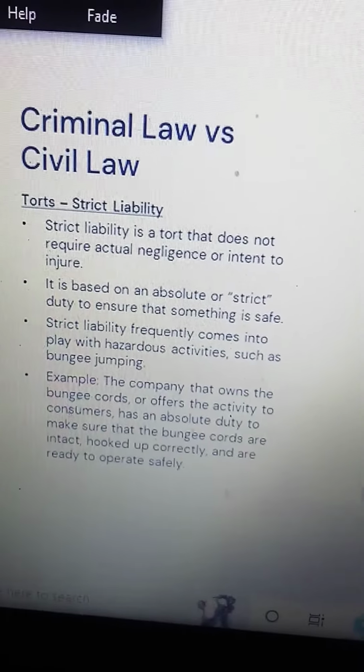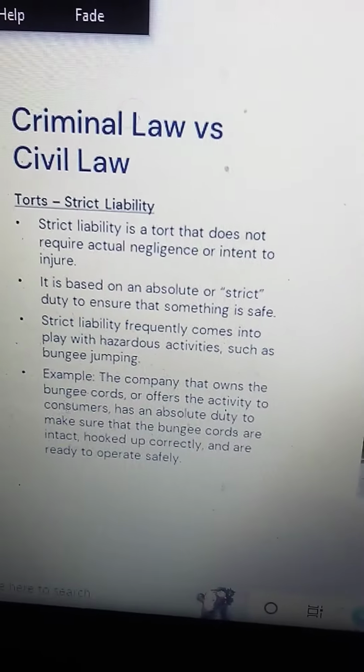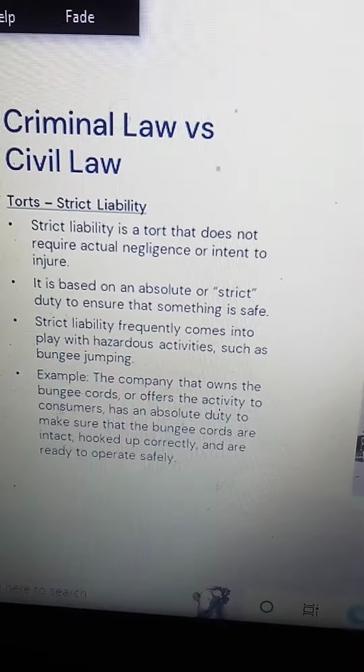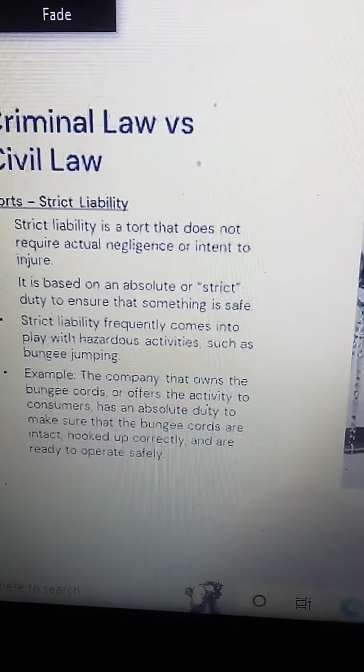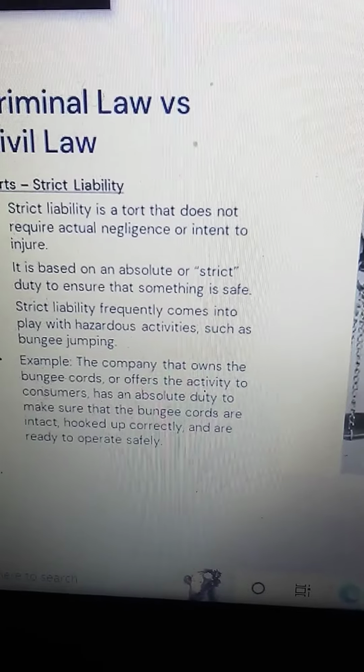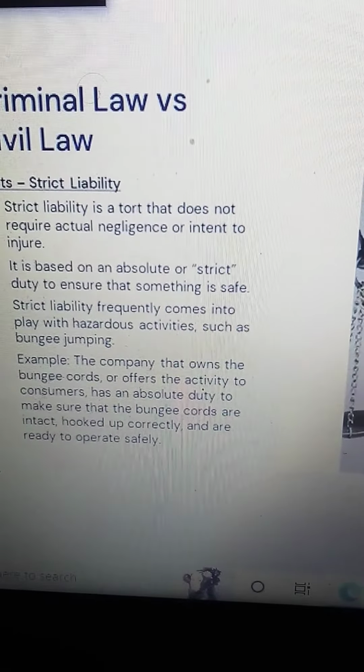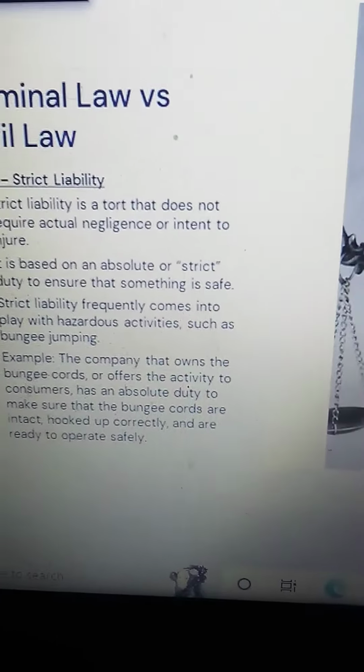Torts, strict liability. Strict liability is a tort that does not require actual negligence or intent to injure. It is based on an absolute or strict duty to ensure that something is safe. Strict liability frequently comes into play with hazardous activities such as bungee jumping.